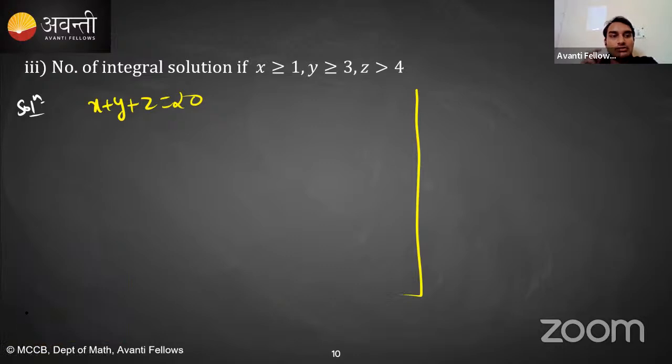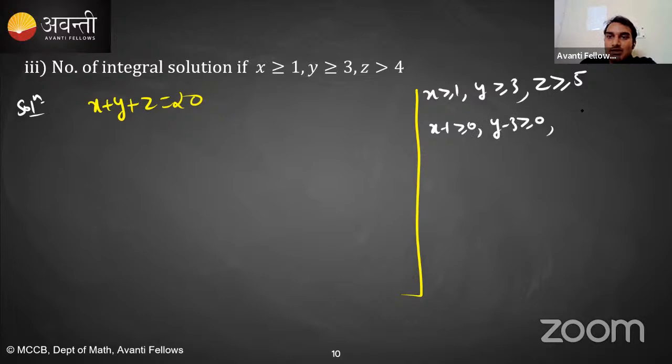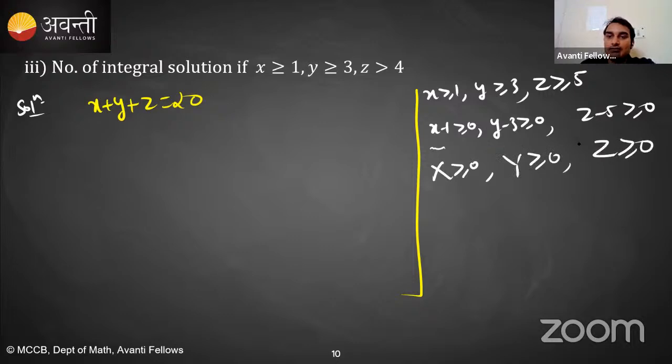Again, first of all the solution should be integral. So x greater than or equal to 1, y greater than or equal to 3 and z greater than 4, and z has to be an integer. It means z has to be greater than or equal to 5 only. Yes or no? So now it means small x minus 1 is greater than or equal to 0, y minus 3 greater than or equal to 0, z minus 5 greater than or equal to 0. So let's call these capital X, capital Y, capital Z, each greater than or equal to 0.